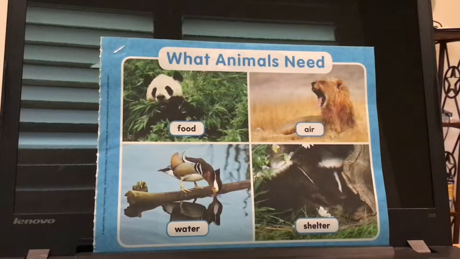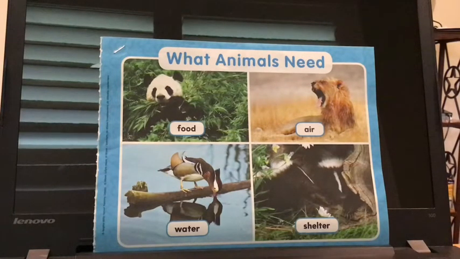Let's read the title. Remember, the title is usually at the top and it tells what the lesson will be about. Let's read it. It says, what animals need. In our lesson, we will learn about what animals need and how different animals get what they need.